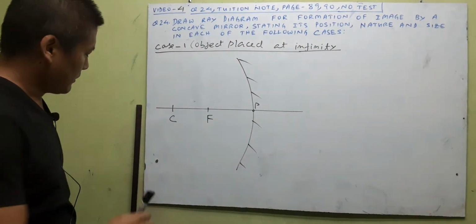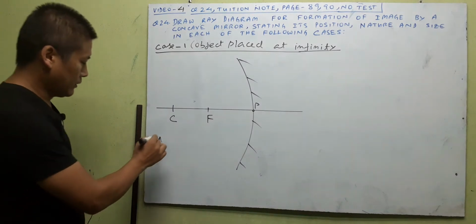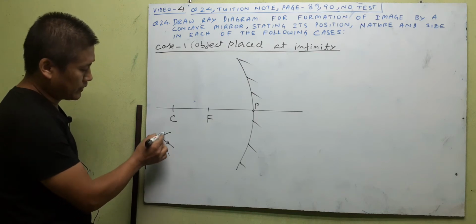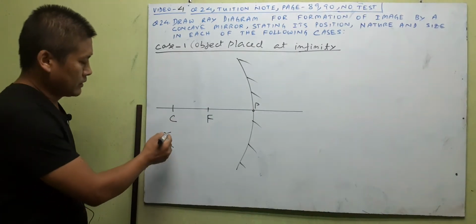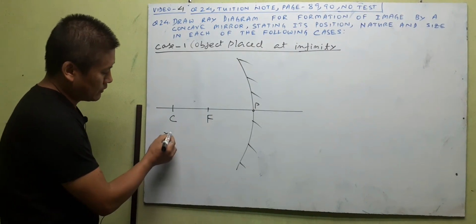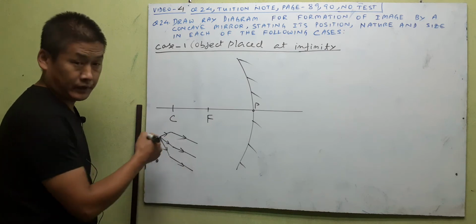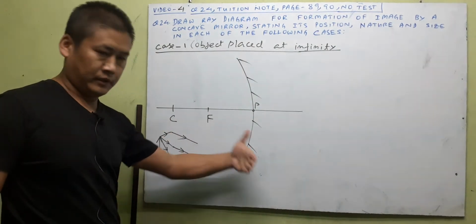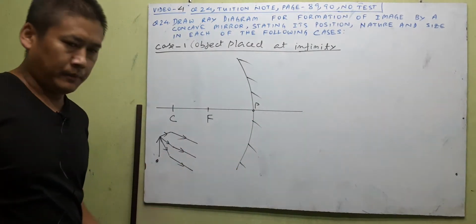So remember this, when the tree or the object is at infinity, then the rays that come out first initially, they diverge. Means they spread out like this away from each other. But since they have a long way to travel, along the way, all of them become parallel to each other. That's how incident rays travel from infinity. When they reach the mirror, they become parallel.